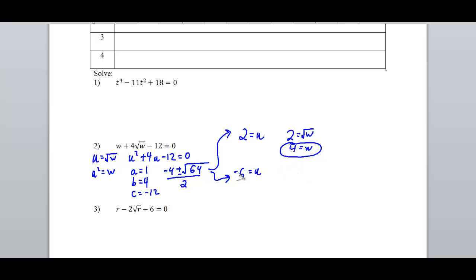Negative 6 is equal to u is equal to the square root of w. Then by the transitive property, negative 6 is equal to the square root of w. Square both sides, and this gives me 36 is equal to w. Now remember what we talked about earlier? This is one of these inconsistencies. There's no way the square root can be a negative number, but still it works out like we should have two answers to this problem, right? Well, let's go to the calculator and verify this.